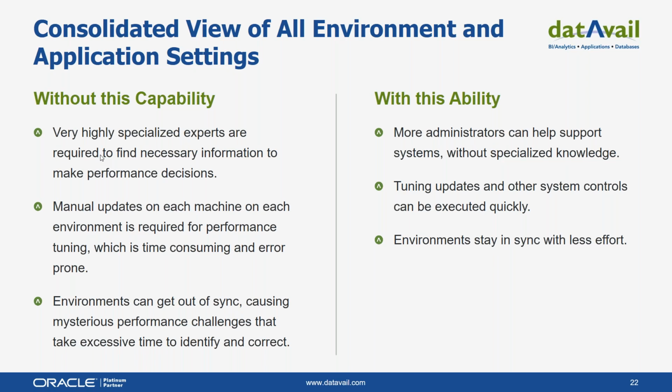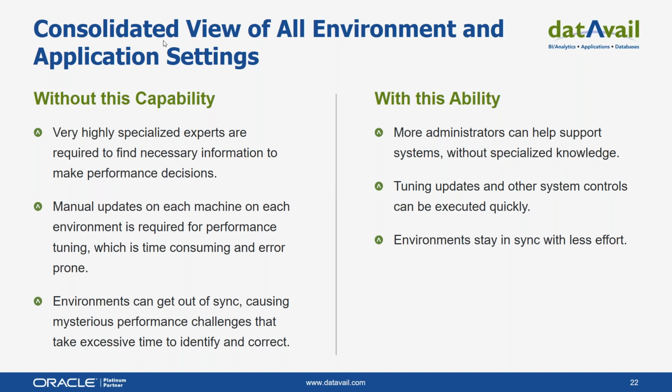And then the environment can get out of sync. So then that ends up causing these mysterious performance challenges that take excessive time to try to identify and correct. And people say it's like a needle in a haystack, right? It's like, why does it work just fine in dev, but when I try to do the same thing in production, I'm getting a different result? These two environments are supposed to be identical. But with so many settings between the environments and the applications, it's not easy to understand what that difference might be.